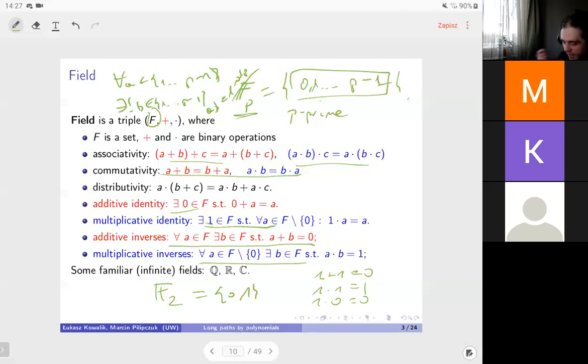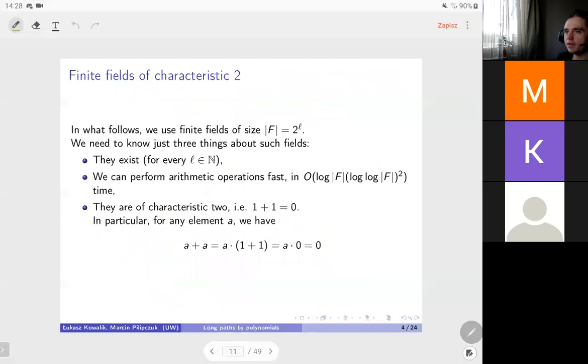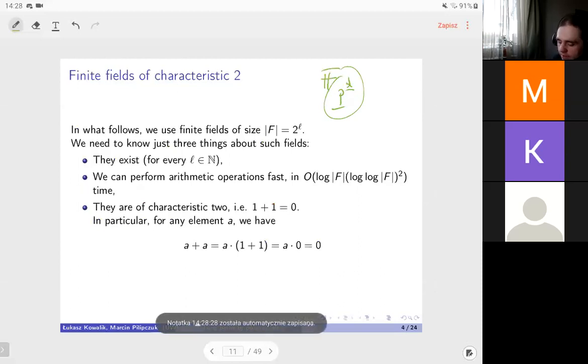Okay. Modulo a larger number is okay, but the much more non-trivial fact than just multiplying modulo p is that you can actually have a field of any power of a single prime. For any prime p and for any integer d, there's a field of size p to the d. It behaves a bit like F_p, like modulo p, but it's more complicated than that.